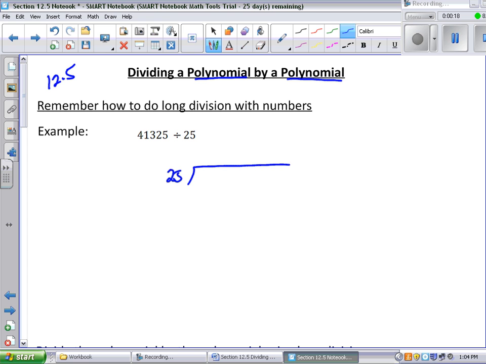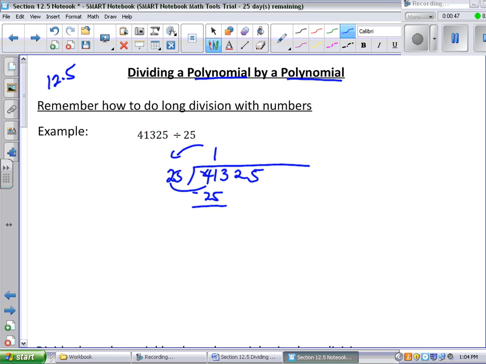25 goes into 41,325. So I'll start off with, well, 25 won't go into 4, but it will go into 41. 25 goes into 41. Let's see, 25 times 2 is 50, so it must go one time. And then I multiply back through. 1 times 25, and I can do that in my head. 1 times 25 is 25. And then I draw the line and I subtract.